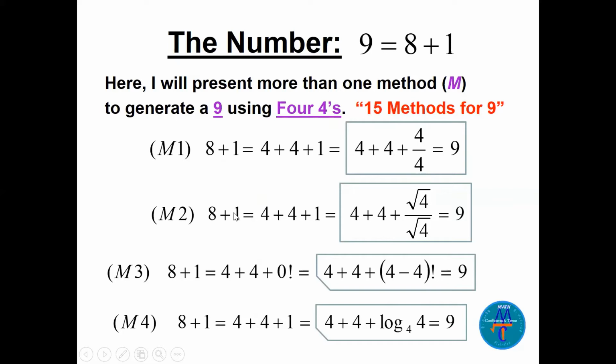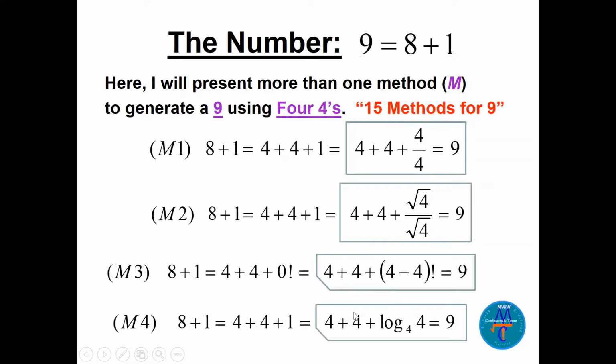Now, number 2 is similar, 4 plus 4 plus 1. This one, instead of writing 4 over 4, I can write square root of 4 over square root of 4, because I need only the number 4. I cannot put here square root of 3 over square root of 3, which is the same, but I need 4 fours. Also, this one here, the one by definition is 0 factorial. So the 0 is 4 minus 4 in the bracket. You have to put the bracket factorial. That's 0 factorial is 1. 4 plus 4 plus 0 factorial is 9.